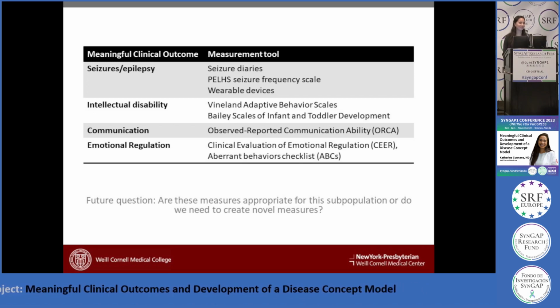Something I want to mention here that's kind of a shameless plug is for emotional regulation. As mentioned, my PI is an epileptologist, so we're not as comfortable with determining tools that could objectively measure emotional regulation. So for the neuropsychologists in the room, or anyone really, if you have recommendations as to specific scales that are good for emotional regulation, we would love to hear more about that afterwards. And then just a question that we have in general as we wrap up this project: are these measures that we have found appropriate, or does this subpopulation need new novel measures to measure these things, because these scales were not made with Syngap children specifically in mind?